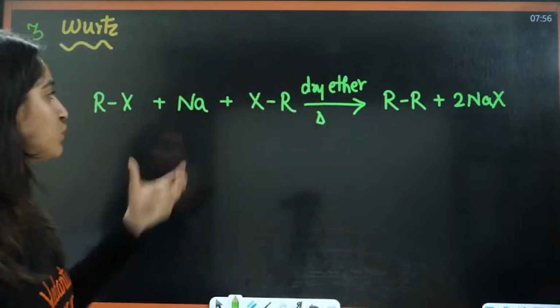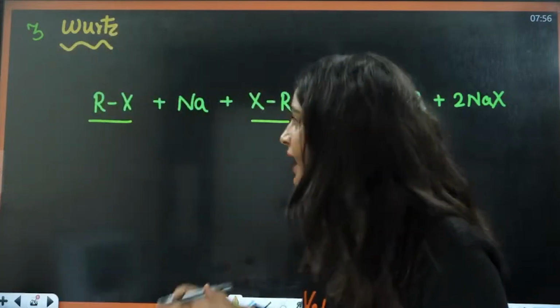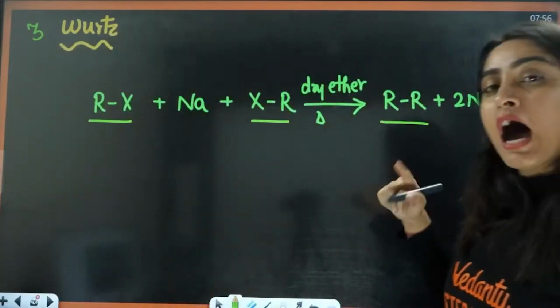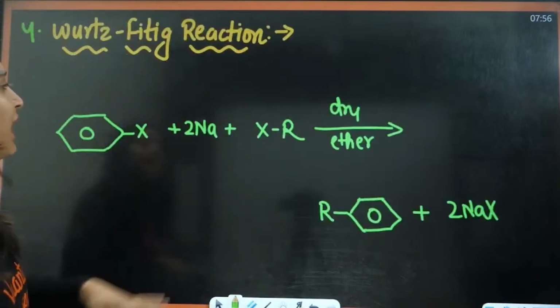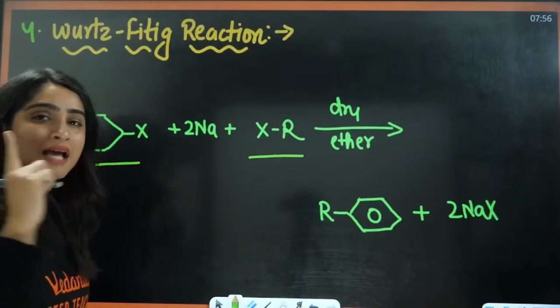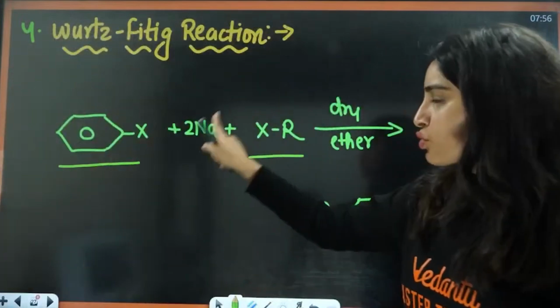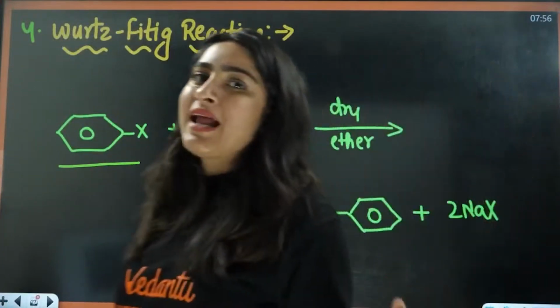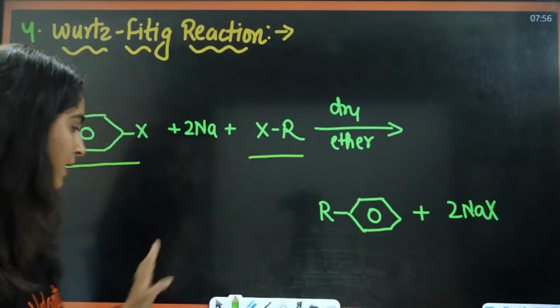Three are similar. In Wurtz reaction, both are alkyl, right? Both are alkyl halide. Using dry ether, you will have R-R here, that is alkane here. And when we are talking about Wurtz-Fittig reaction, one is aryl, one is alkyl. Everything else is same. We put sodium here and then dry ether. You will have the combination of these two, that is R, and this is the phenyl part here.